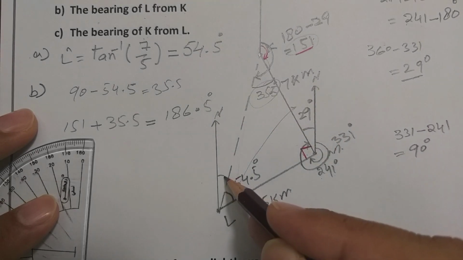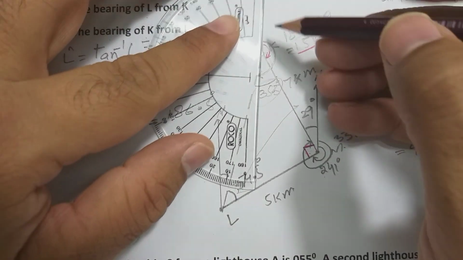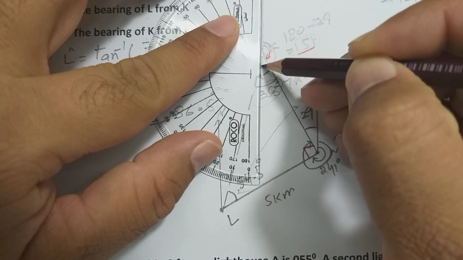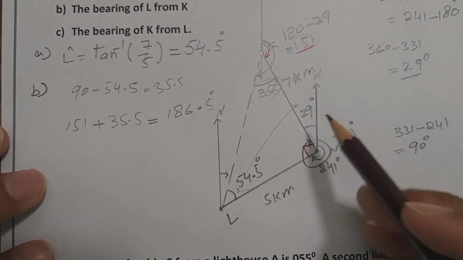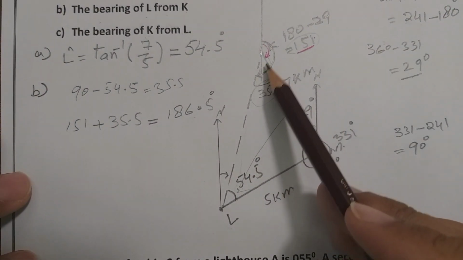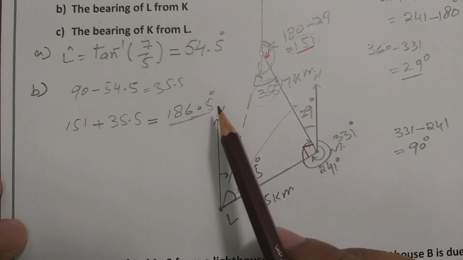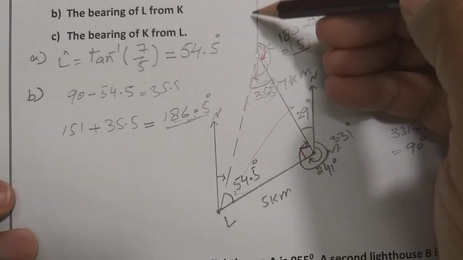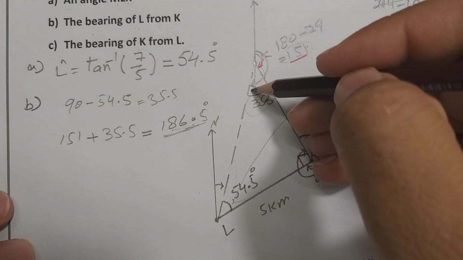We need to find this angle, this bearing. But if you observe this line, if I extend this line here, it becomes 180. This complete line is 180, but the complete length of the bearing from K to L is 186.5. On a straight line we know that it is 180. So how many angles extra for that?